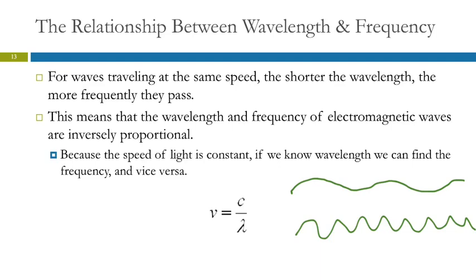So the wavelength and the frequency of electromagnetic waves is inversely related. If you have a high frequency, you have a low wavelength. So this is going to have a higher frequency. We see that the wavelength is shorter. Here the wavelength is longer, and so it's a lower frequency. The speed is constant, and so the wavelength and the frequency are related by this relationship. The frequency is equal to the speed of light divided by the wavelength.